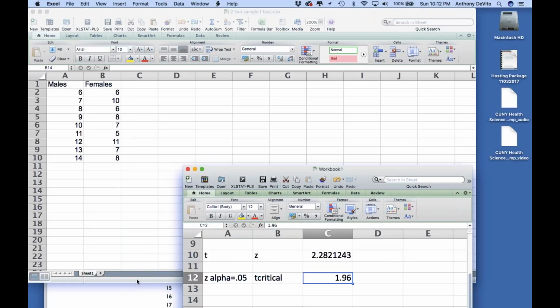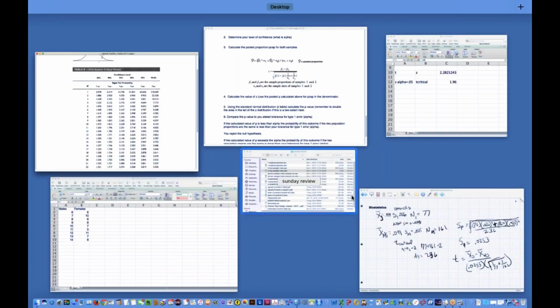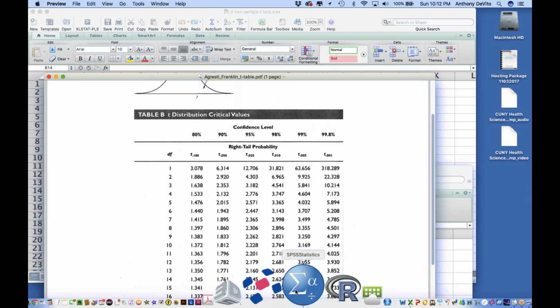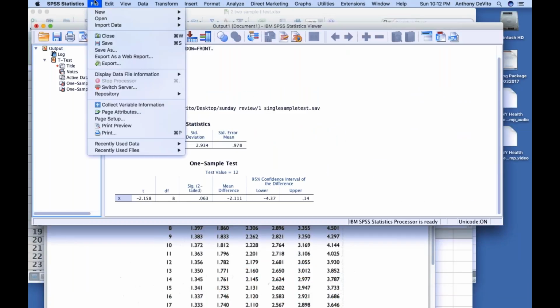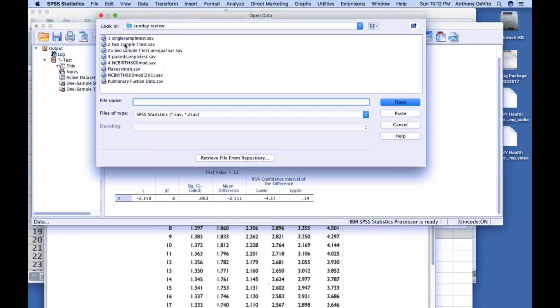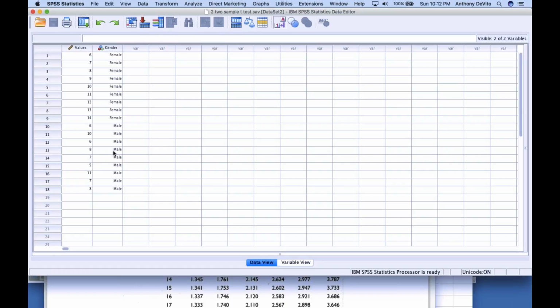As an SPSS file, which I'm going to open up now. If I can find SPSS again. There we go. Okay, so I'm going to say open data. And this time we're going to our 2-sample t-test. And I'm going to open it. And notice males and females are highlighted here.